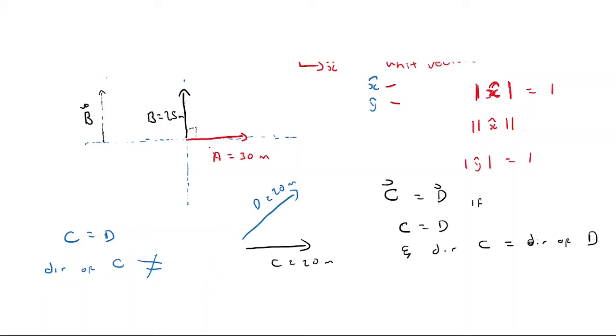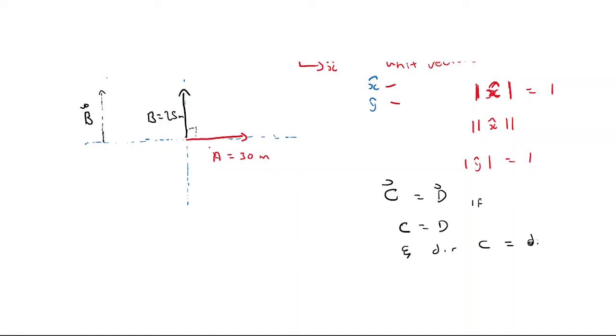Alright, so it's very important. It means that I can actually translate any vector and put it anywhere, right? As long as I don't change the magnitude and as long as I don't change the direction, it's still the same vector. As long as you have not changed the direction and you have not changed the magnitude, you still have the same vector. So that's what we are saying.